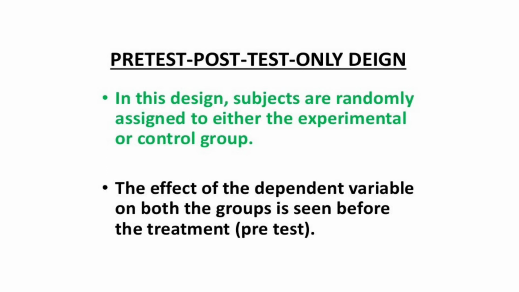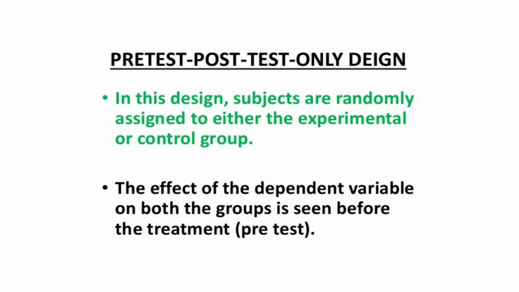In this design also, subjects are randomly assigned to both the experimental and control group. Then only it comes under true experimental design. So a true experimental design should satisfy 3 criteria. What are they? There should be a control group and an experimental group. There should be randomization of assignment of subjects, and finally manipulation or treatment.